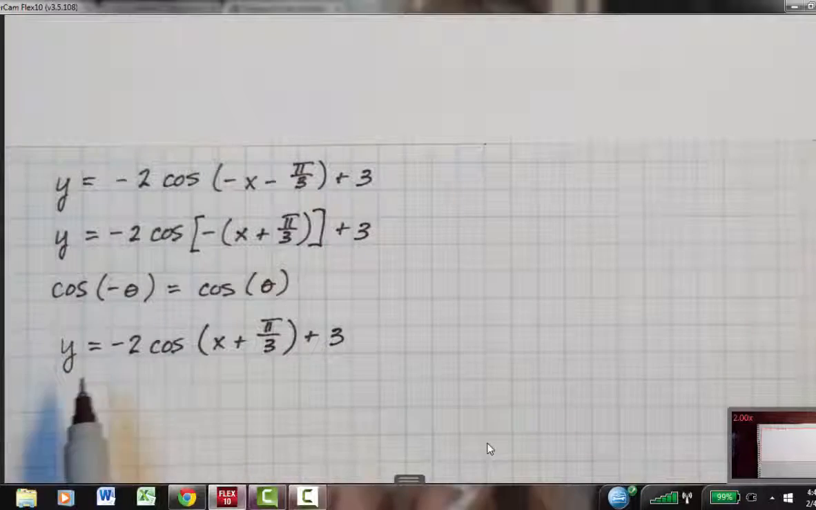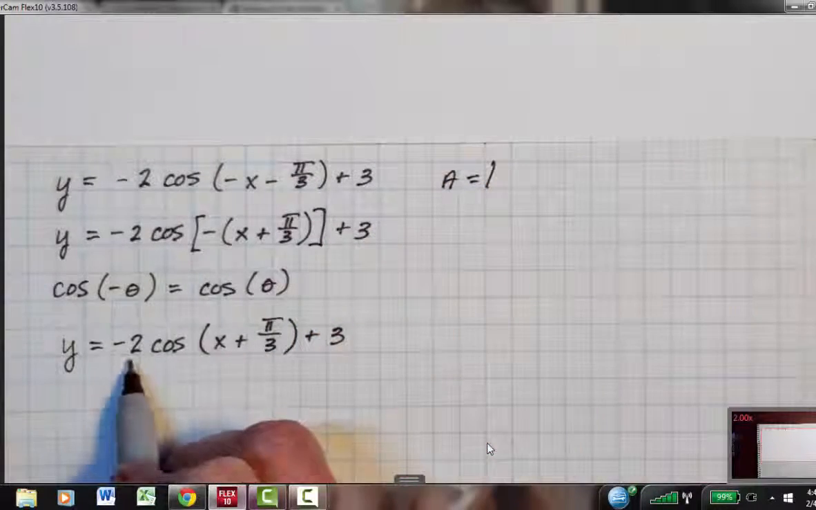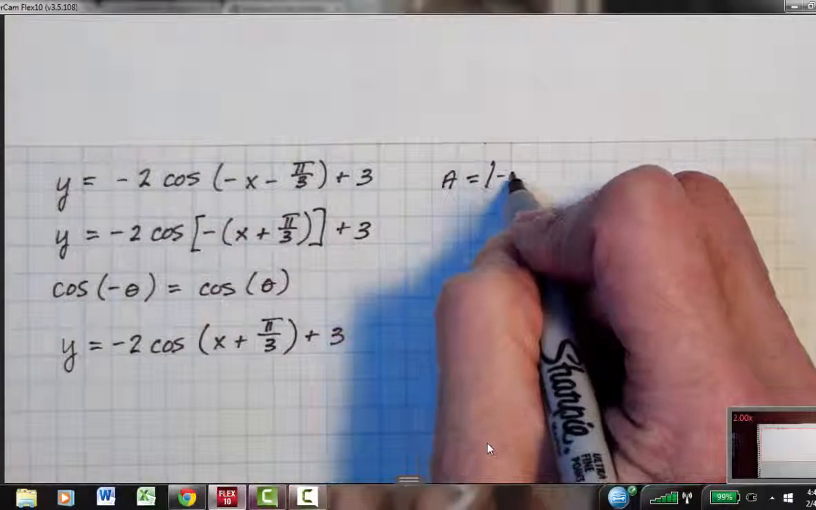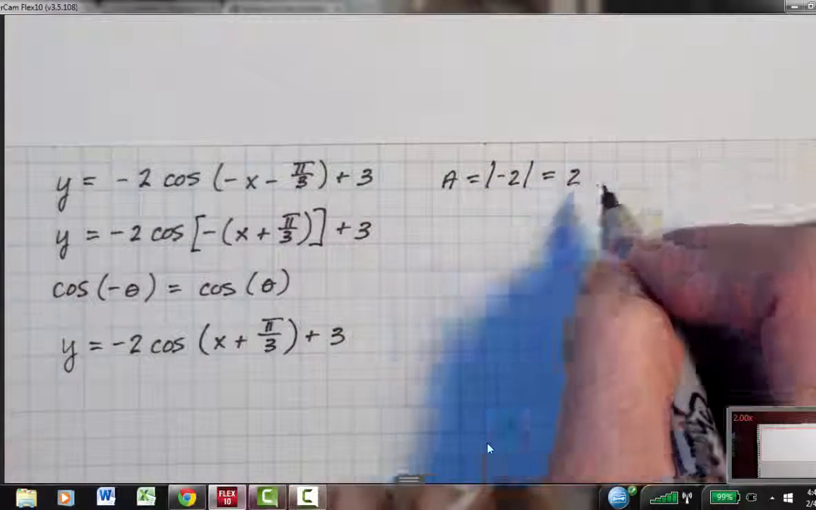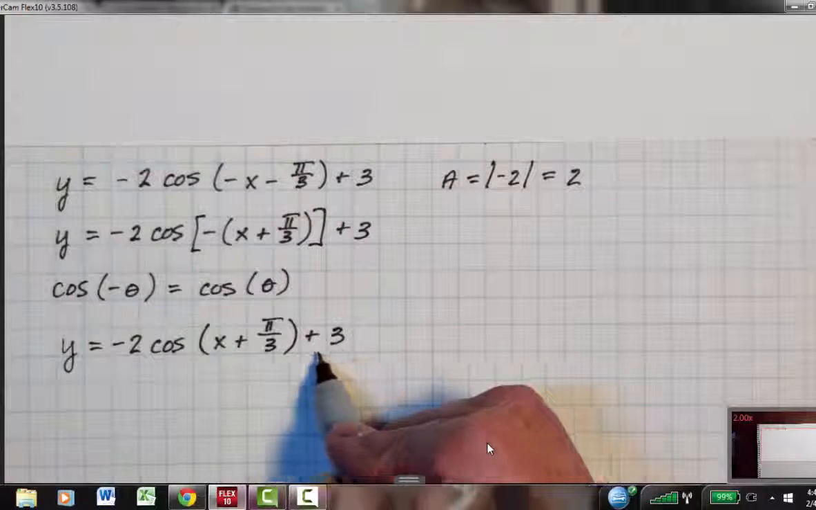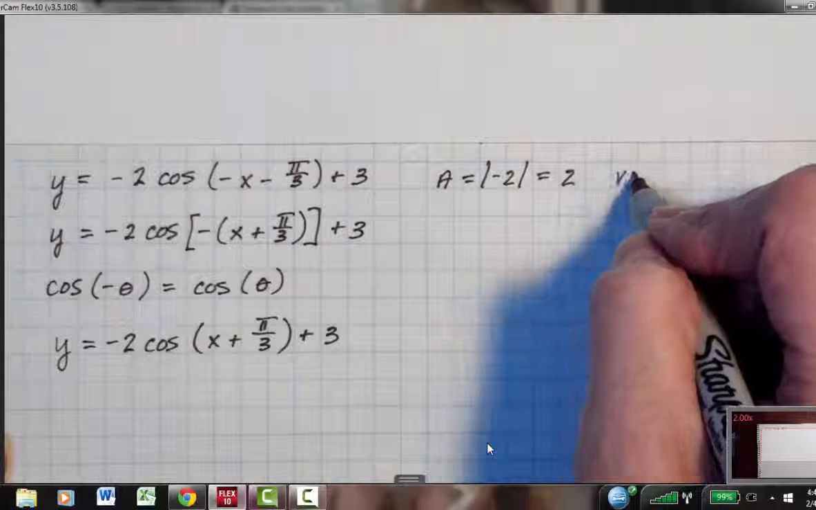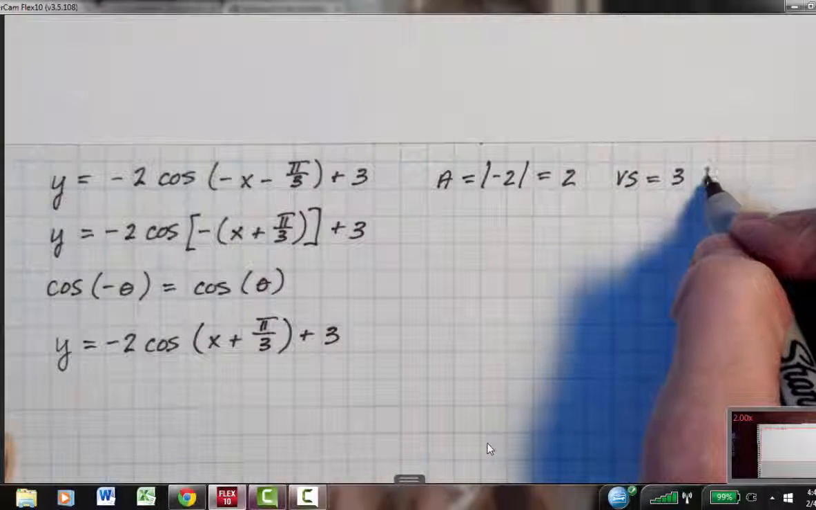The next thing I'm going to do is look at my amplitude. My amplitude is the absolute value of the coefficient of your function, so it's the absolute value of -2, which is 2. My vertical shift is what I'm adding outside the function here, so that's my 3. So it's going to be 3 up.